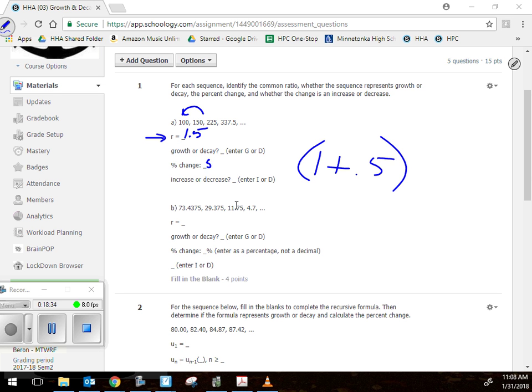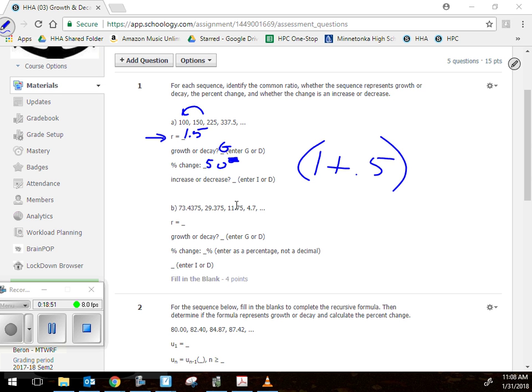50%. Is that growth or decay, by the way? Growth. So G for that. Do we actually write the percent sign? Nope, just don't. They may have put it in there as an alternate answer, but I know they'll accept 50.